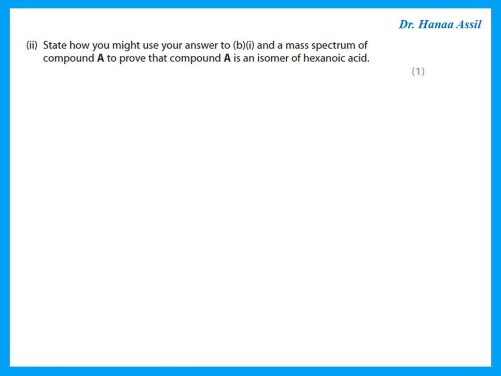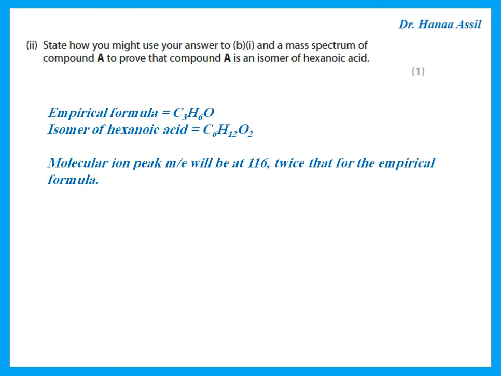State how you might use your answer and a mass spectrum of the compound to prove that it is an isomer of hexanoic acid. Now, what do we look for in the mass spectrum? He's telling me that the empirical formula is C3H6O. The isomer of hexanoic acid would have a formula of C6H12O2, and that means I can look for the molecular ion peak. The molecular ion peak in the mass spectrum should be that of the C6H12O2. So that is 116, and that is twice the M over E, or the molecular mass, of the empirical formula.